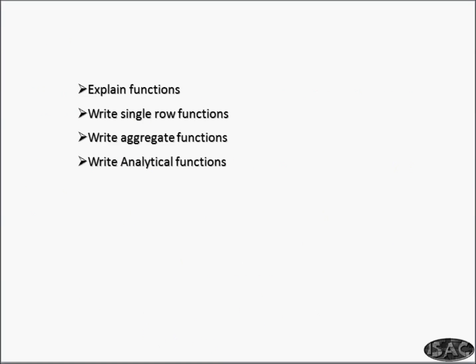So what are the different functions we are having? We have single row functions which return a single row. Aggregate functions like sum, max, min, and there are some analytical functions which help you to analyze some of the data of your table. So these are the three we will see in detail.